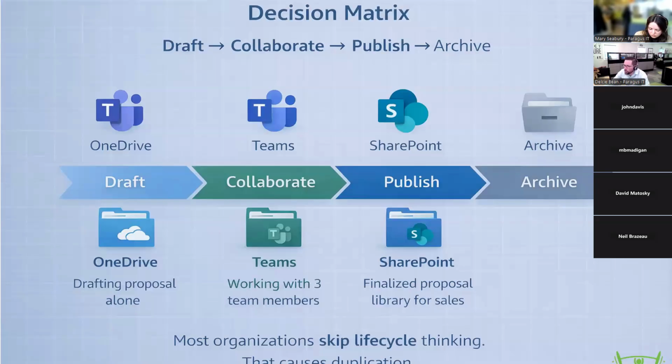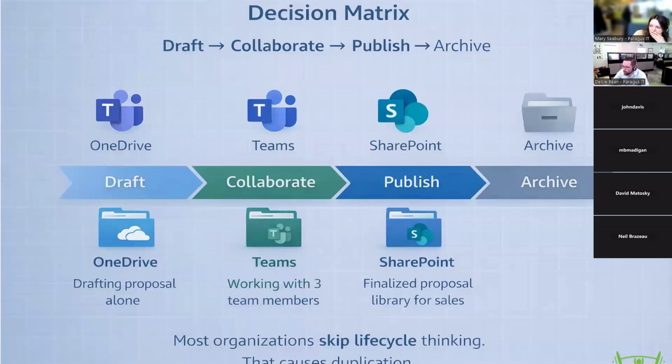In the second scenario, you begin collaborating with 3 team members. Now the document has moved beyond personal work and it's into a shared effort. At this stage, Microsoft Teams is appropriate because it supports that active collaboration. You can co-author, comment, meet, and iterate together. The file is stored in the connected SharePoint site behind the team, but the collaboration layer is happening in Teams. This stage is dynamic and conversational.